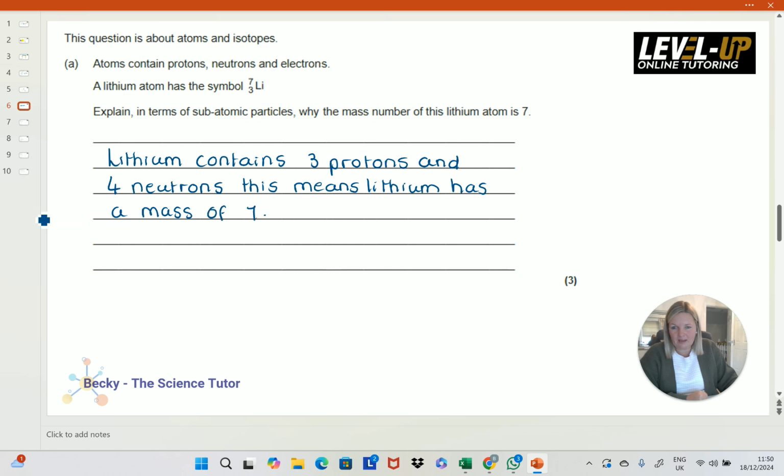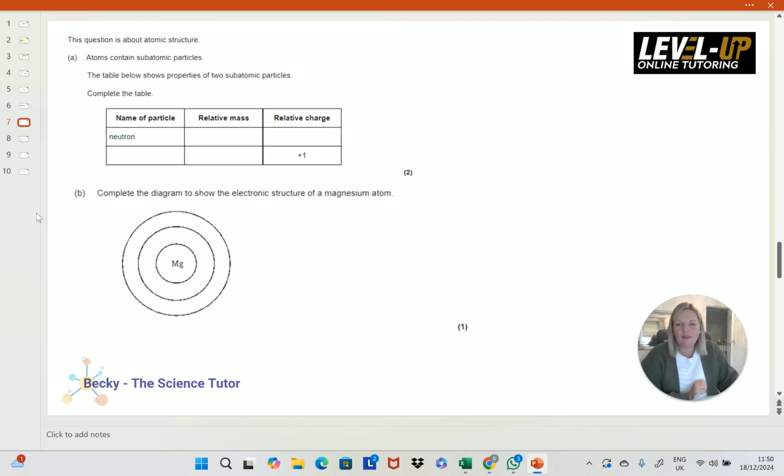Okay, so here we go. Here's our little table that I said just learn it, just get that information locked into that long-term memory, so that if you get a little question like this as your leading question, it's 2 marks in the bag. So a neutron, relative mass, the mass of a neutron is 1.